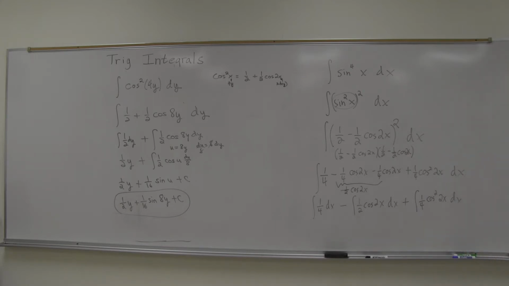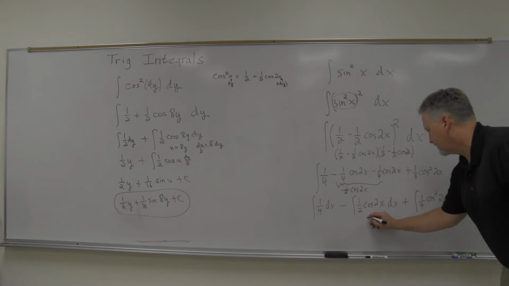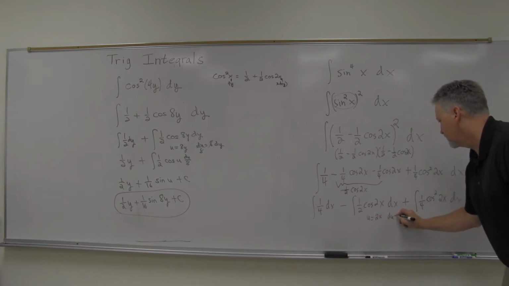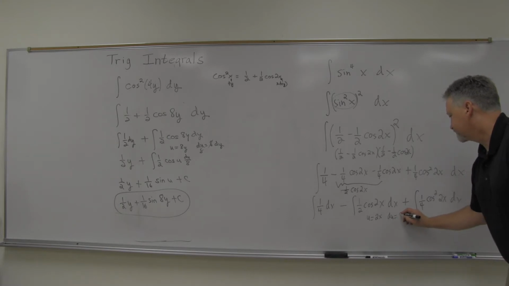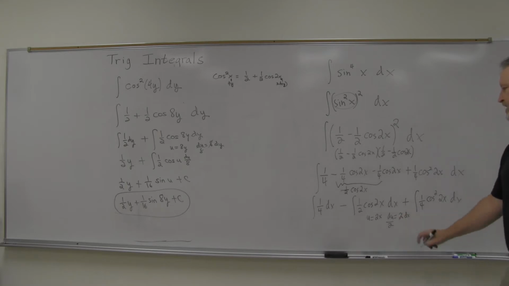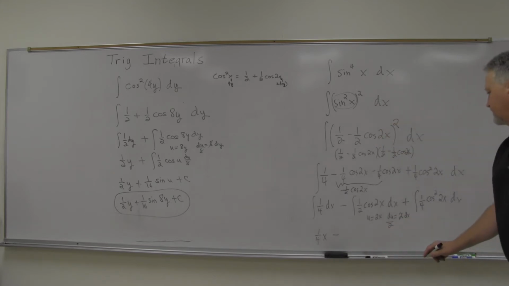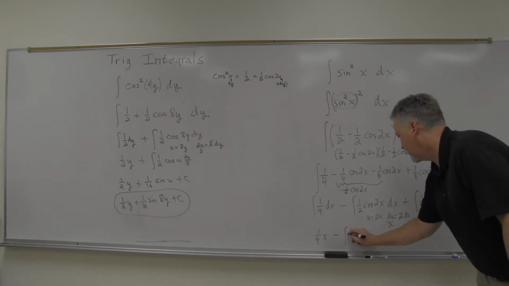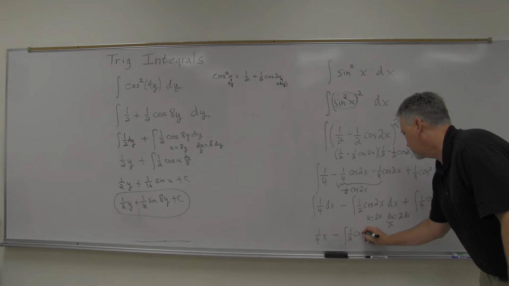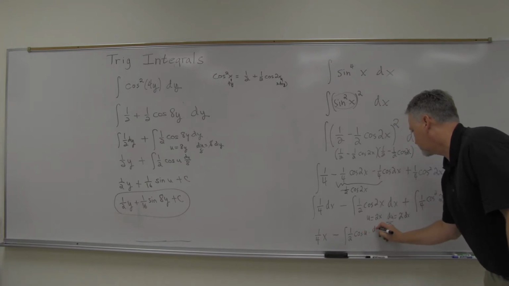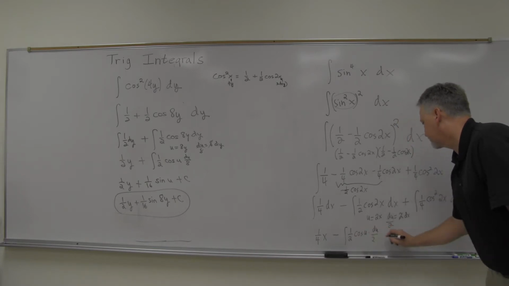Let me go ahead and do, let's see, so this is u equals 2x, so du would be 2 times dx, so du over 2 is my dx. So this will be 1/4 x minus the integral of a half cosine of u, and then du over 2, so that's going to give me a fourth.